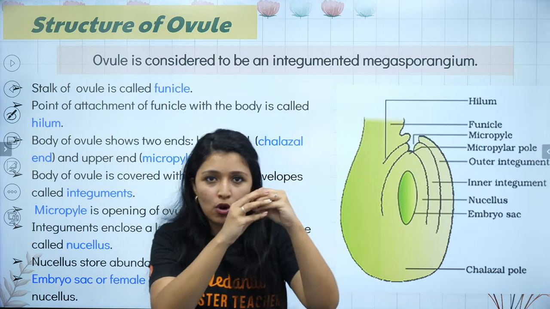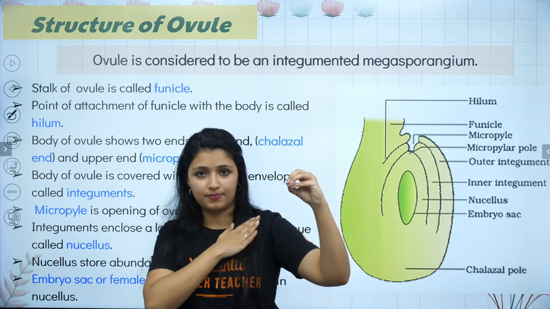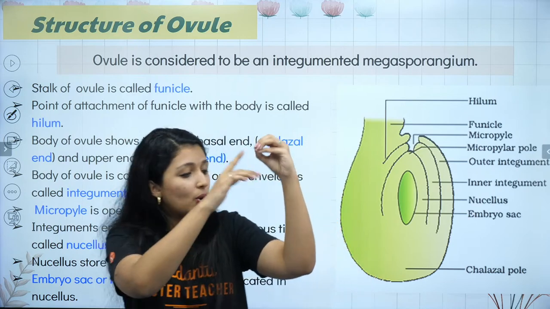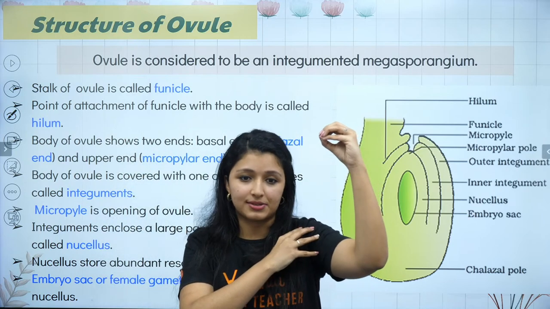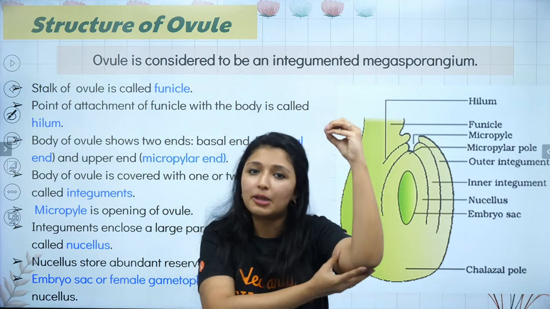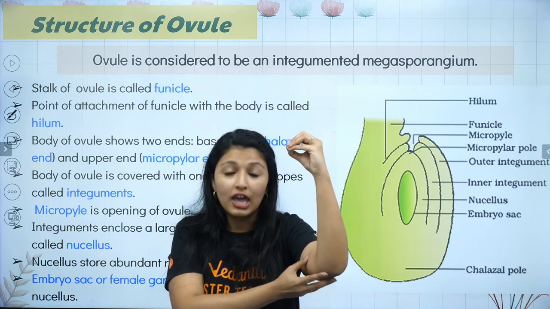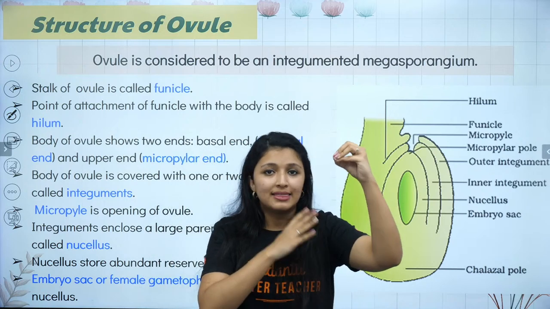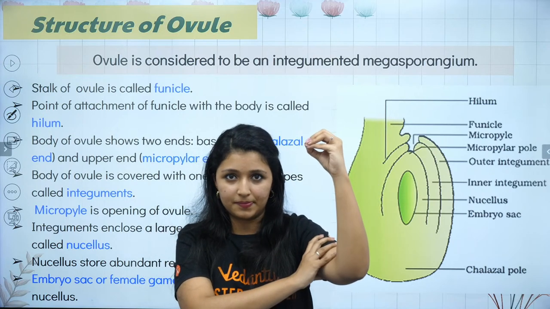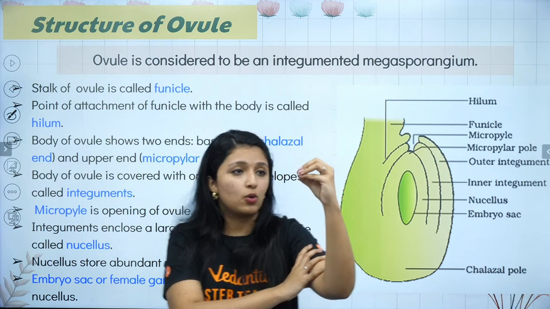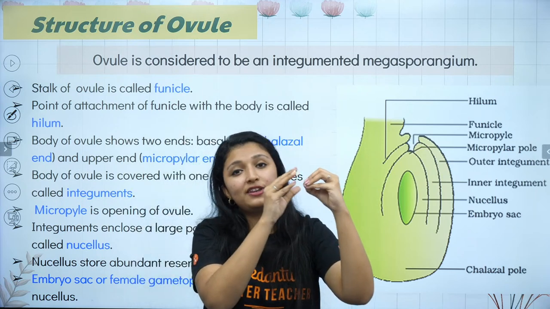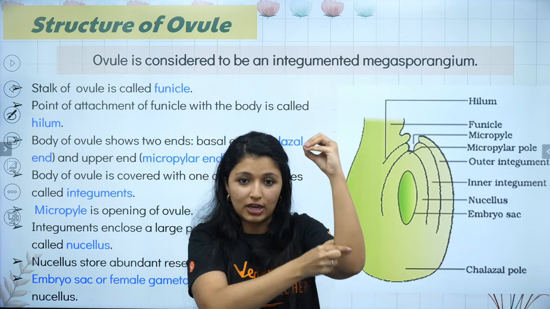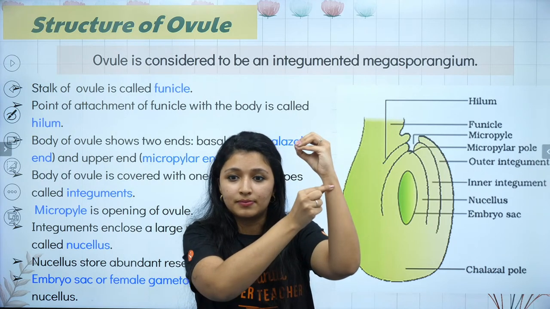Now this ovule has to be attached to the mother plant. Imagine I'm the mother plant. To be attached to the mother plant, it attaches with the help of the placenta. So my upper arm is going to be the placenta. The region where the ovule attaches to the ovary or the mother plant is called the placenta. Now the region where the ovule attaches to the placenta, forming a stalk, is called the funicle.